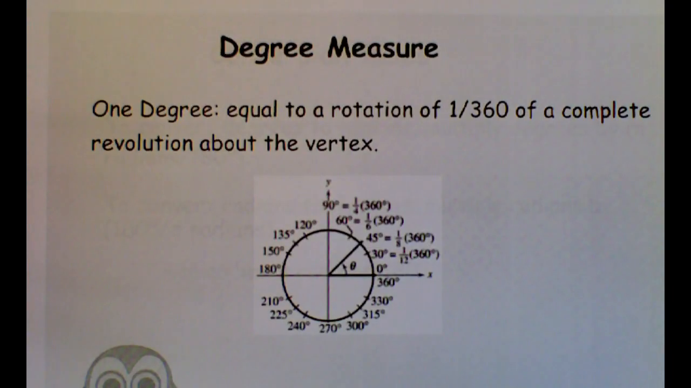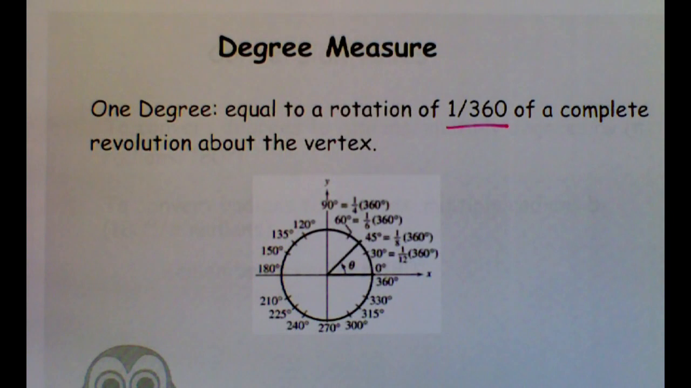You're familiar with degrees. 1 degree is equal to a rotation of 1 over 360 of a complete revolution about the vertex. That's the definition of a degree. It's 1/360th of a rotation. Why did they choose 360? Who knows? Someone chose to call it 360 degrees, and now we deal with it.